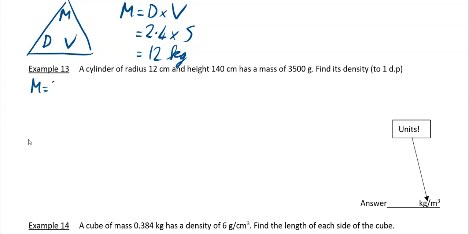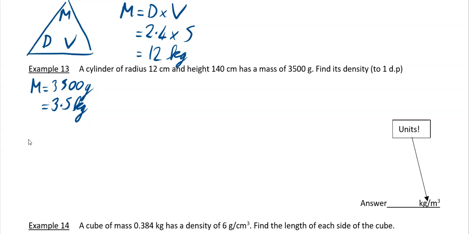M in this question is 3,500 grams. So if you convert that to kilograms, you're going to get 3.5 kilograms. Okay, so remember, to convert from grams to kilograms, simply divide by 1,000. Right, a wee bit trickier for our cylinder.